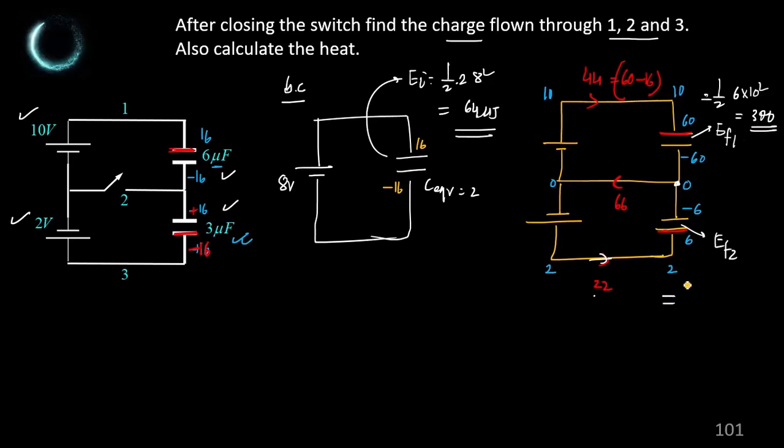Now for this EF2, again half C V square. C is again 3 and V is now 2. 2 square means 4. So that means 6 microjoule. So these are the EF2 and EF1 numbers.